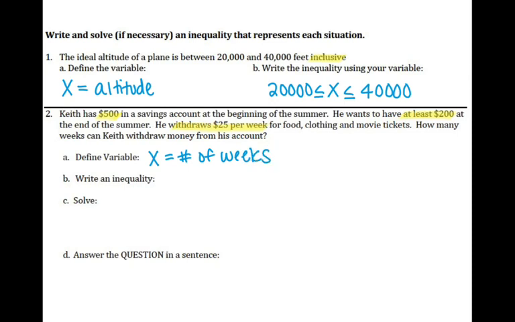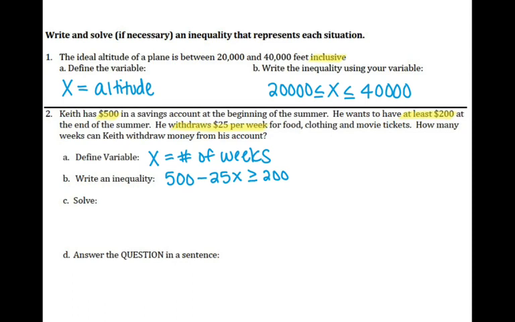And let's write the inequality. So he has $500 to start, and he is withdrawing money every week. So when you withdraw money, you are subtracting from what's already in your account. So I'm going to do minus 25x, and he wants at least $200 at the end of the summer. So we want the amount in his account to be at least 200. So that is greater than or equal to 200.